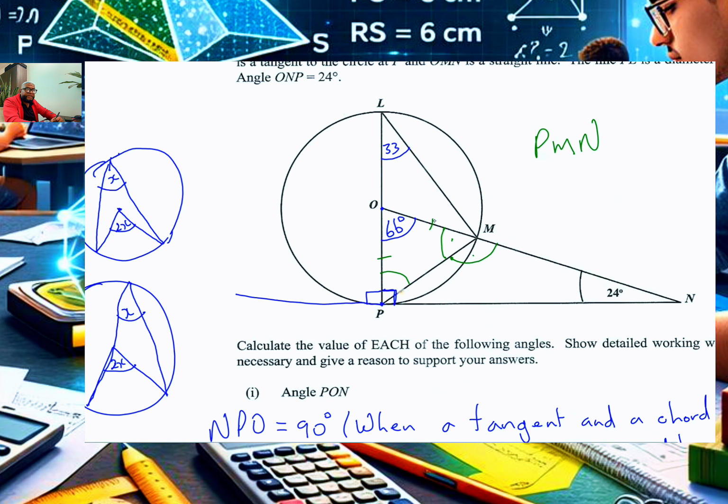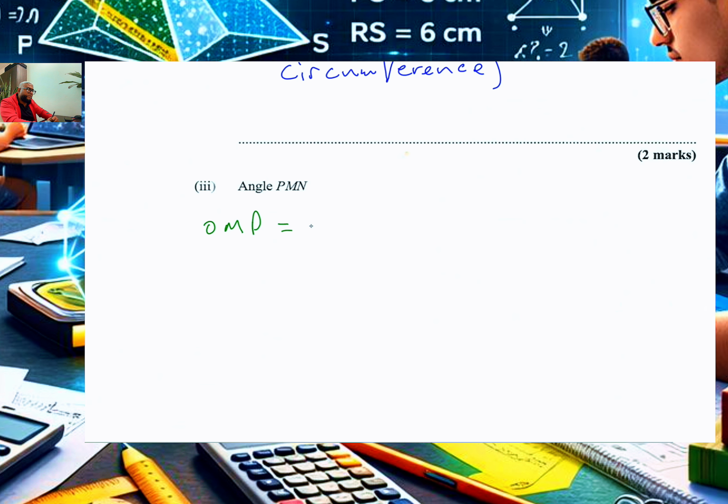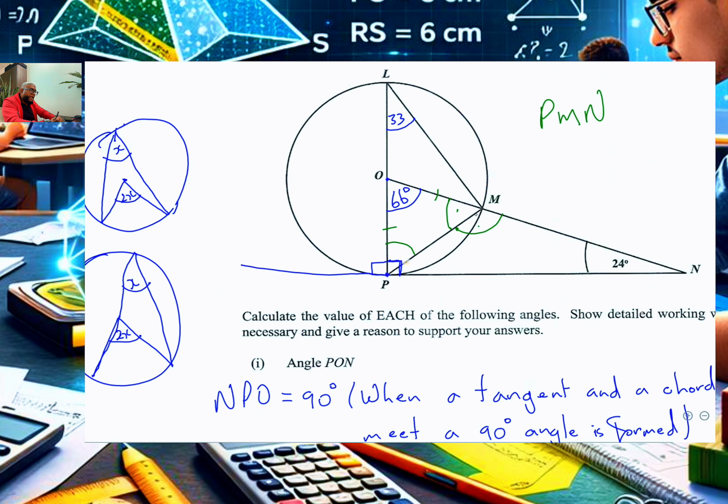To find that angle, because this is an isosceles triangle, this is two radii here, 1, 2. I'm going to do 180 minus 66 divided by 2, and I'll get this angle here. So OMP will be equal to 180 minus 66 divided by 2, right? And 114 divided by 2 will give me 57 degrees. That is OMP, which is 57 degrees, right?